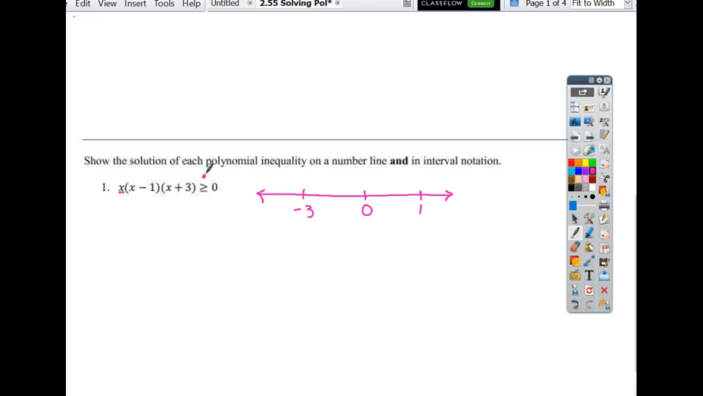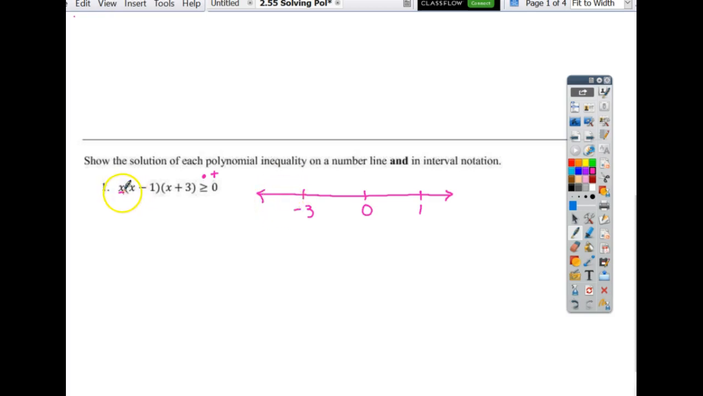So you have to test each part of the number line and find out, do I get positive solutions or negative solutions? Because this time I want positive solutions, greater than. So all I'm going to do is pick a number over here. And it doesn't matter whether you pick -4, -10, or -100. All I want to know is the sign of the answer in this part of the number line. So let's say I pick -4.